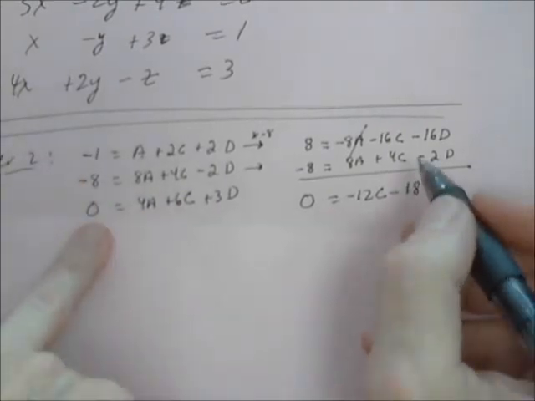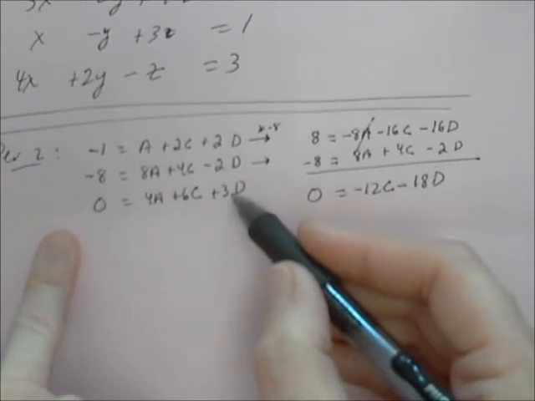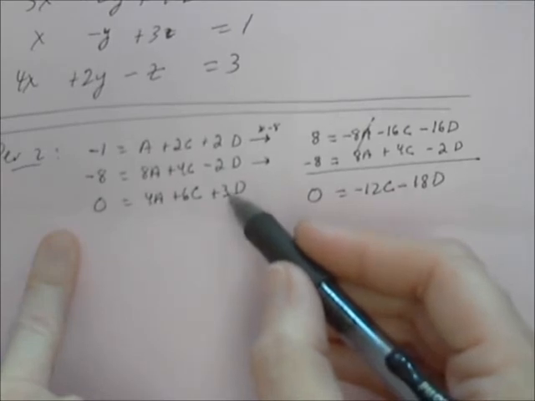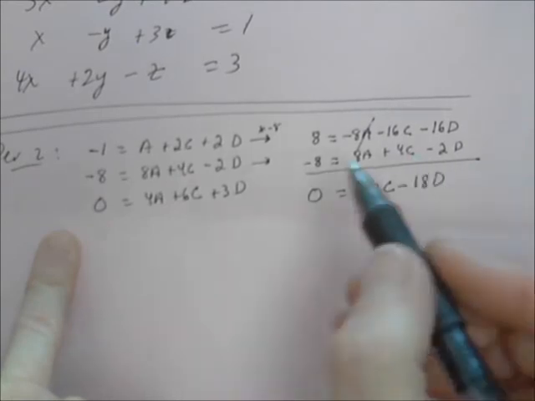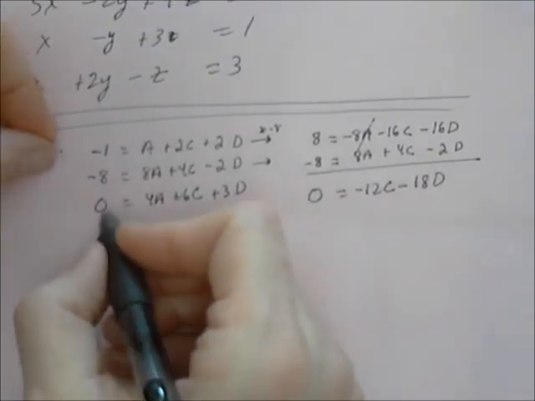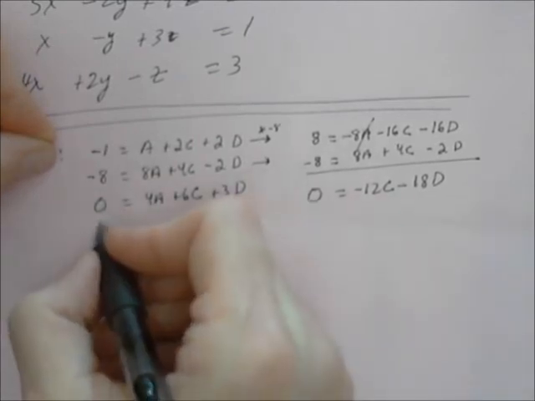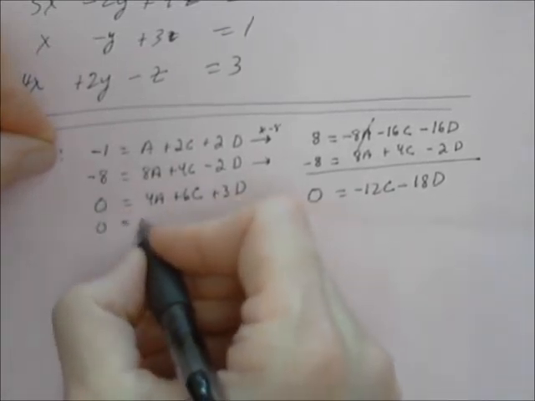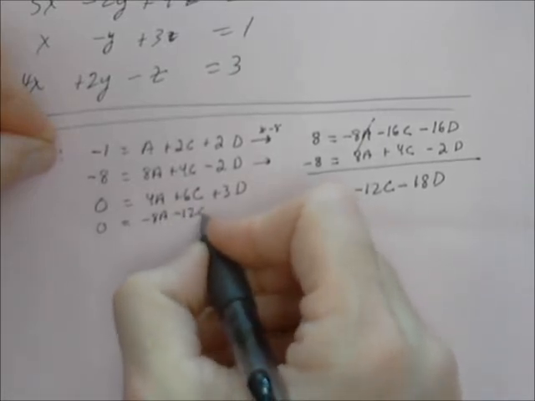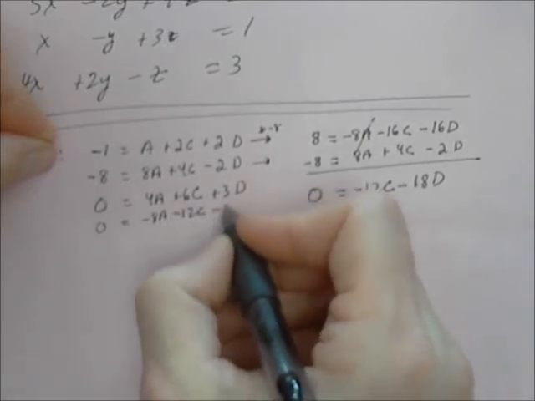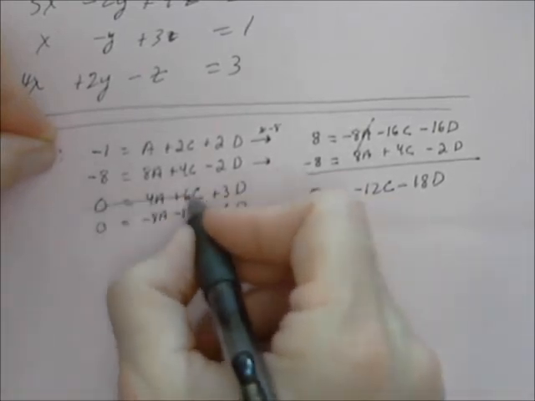The next thing I'm going to do is take this third equation and multiply that one by -2 and add those bottom two together to get a second equation with only c's and d's in it. So this equation, if you multiply through everything by -2, you're going to get 0 is equal to -8a minus 12c minus 6d. Everything gets doubled and negated.